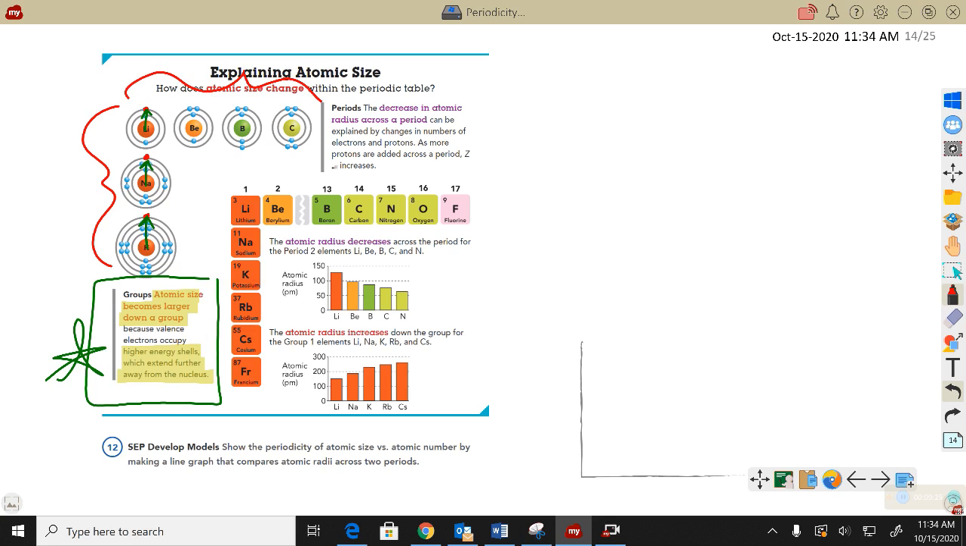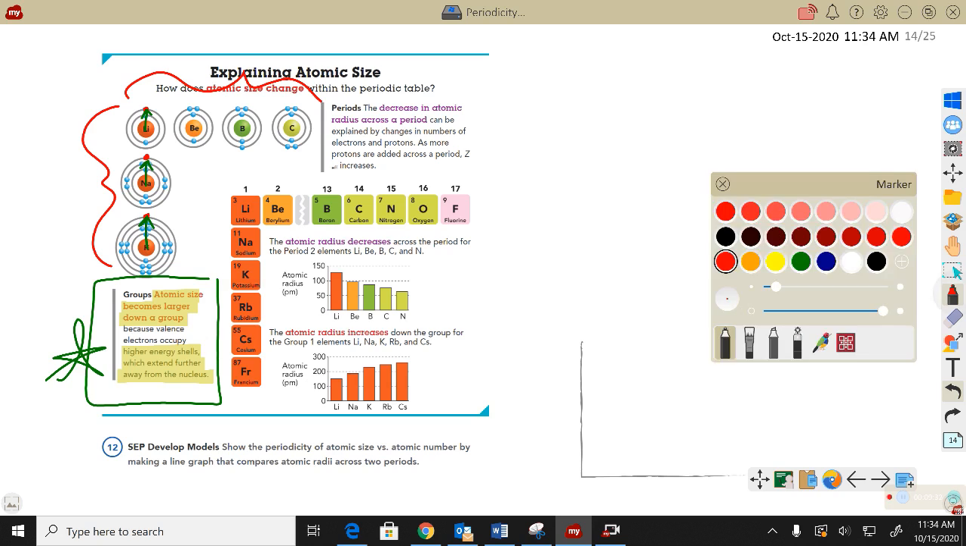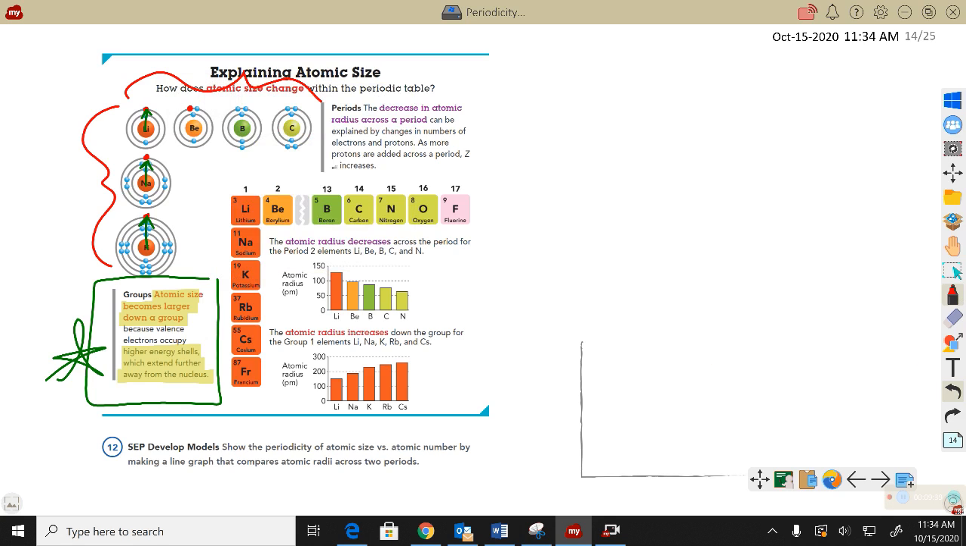Going across, I do increase the number of valence electrons. For example, lithium has 1 valence electron. Beryllium has 2. Boron has 3 valence electrons. And carbon has 4 valence electrons. And so on. When I get across to fluorine, there would be 7 valence electrons.